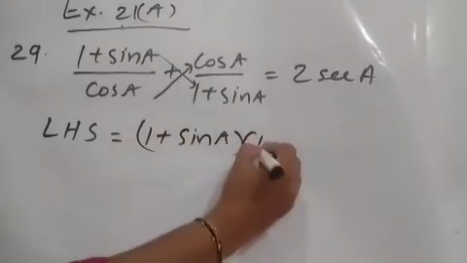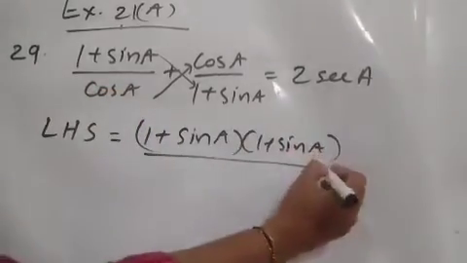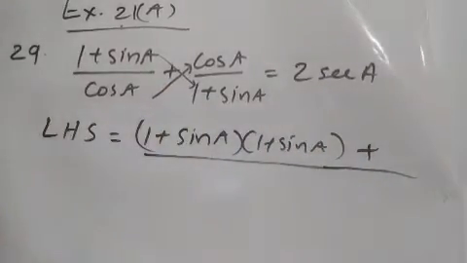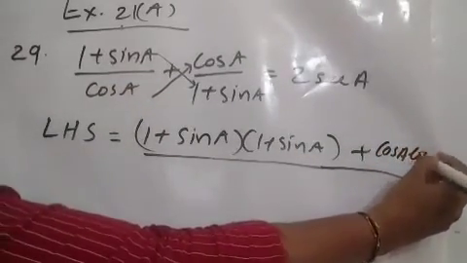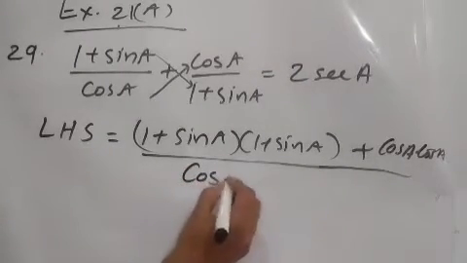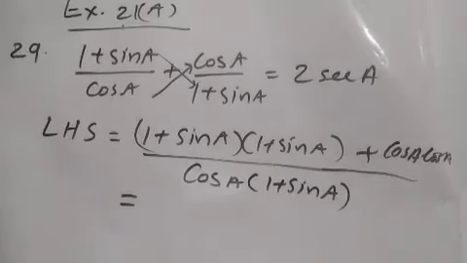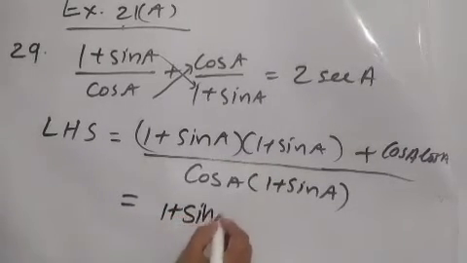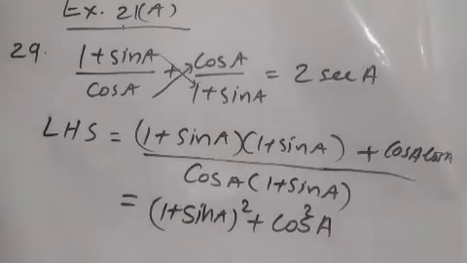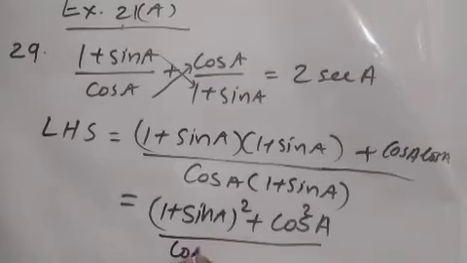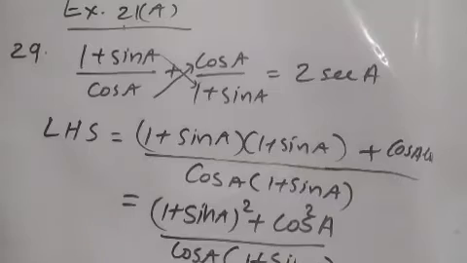Simplify this: 1 plus sin A into 1 plus sin A, plus cos A into cos A, by cos A into 1 plus sin A. Okay. What is 1 plus sin A into 1 plus sin A? 1 plus sin A the whole square, plus cos A into cos A, cos square A, by cos A into 1 plus sin A. Okay, let us simplify this.